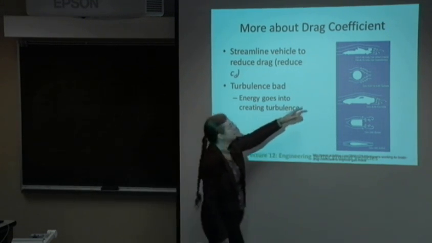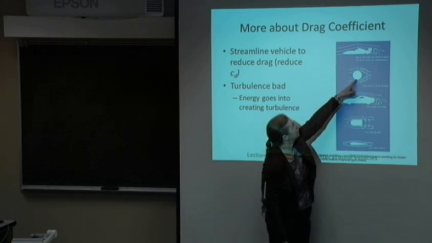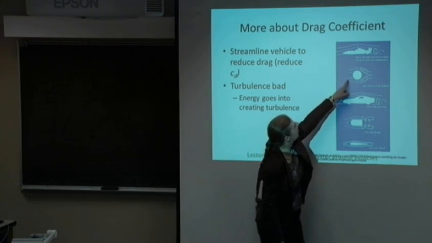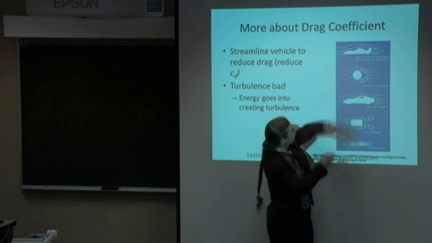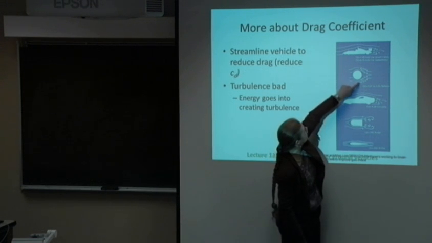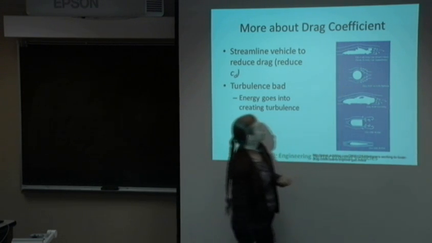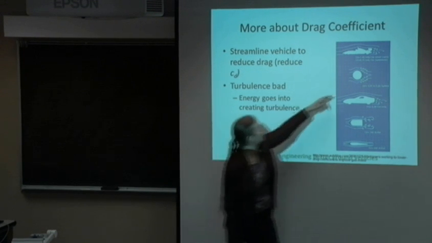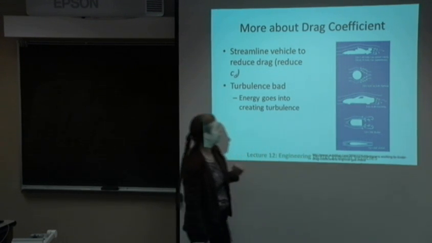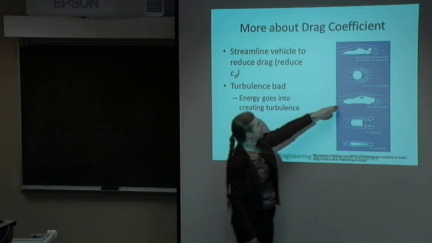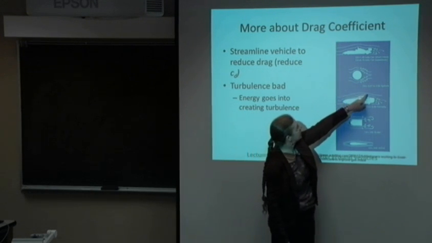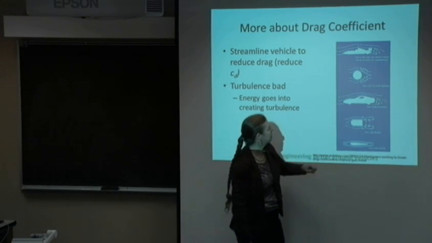If you took a sphere and threw it through the air, this is laminar flow here, meaning the air flows in layers, so these lines are parallel, but then here it gets turbulent. So a sphere has a drag coefficient of 0.07 to 0.05. Here's a Corvette, pretty streamlined, but at the very back you get some turbulence.